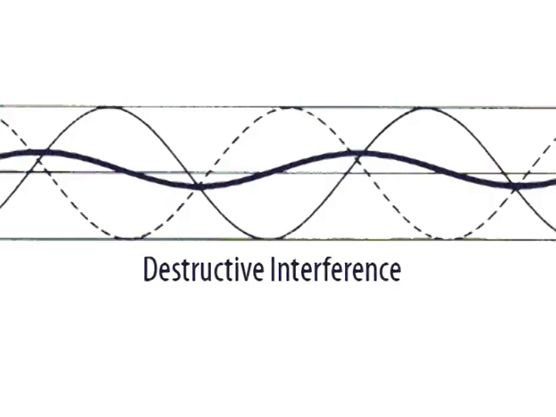If the waves are out of phase, being off by a non-integer number of wavelengths, then destructive interference will occur and the amplitude of the waves will be reduced.